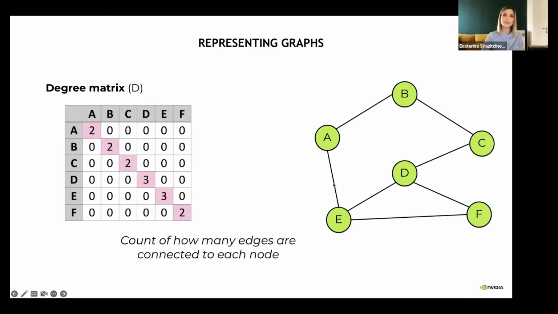There's also another representation of a matrix, which is called the degree matrix. And in the degree matrix, we basically show the count of how many edges are connected to each node. So you see that we fill in these values in the diagonal. So for example, the node A has 2 connected edges, the node B has also 2 connected edges, and the node D will have 3 connected edges in this case.